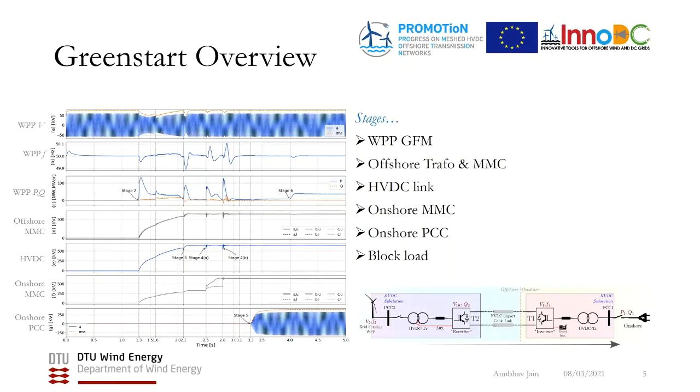It begins with the offshore wind power plant operating in islanded grid forming mode, followed by the energization of the offshore transformer and pre-charging of the offshore MMC. Then the HVDC link voltage can be controlled and used to pre-charge the onshore MMC. Finally, the onshore voltage at the point of connection can be controlled and onshore block load can be picked up.